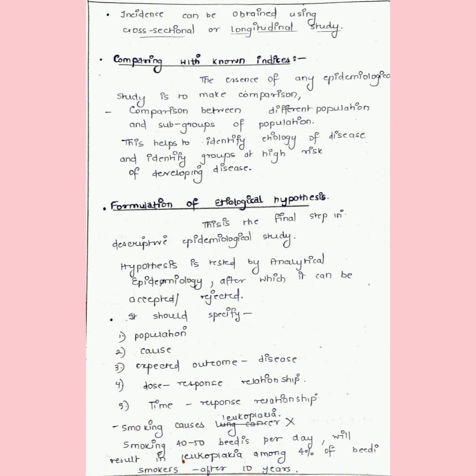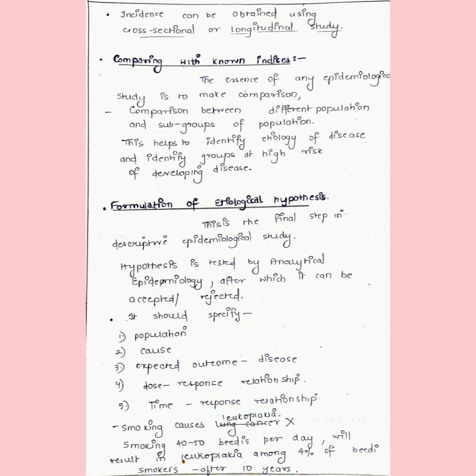Then comes the last and most important step of descriptive epidemiology, that is formulation of etiological hypothesis. If we say that smoking is associated with leukoplakia, no, that is not a hypothesis. A hypothesis should specify the population, the cause, the outcome, that is the disease, the dose relationship, the time response relationship. Just saying that smoking causes leukoplakia isn't a hypothesis. A hypothesis is like smoking 40-50 beedis per day will result in leukoplakia among 4% of smokers.